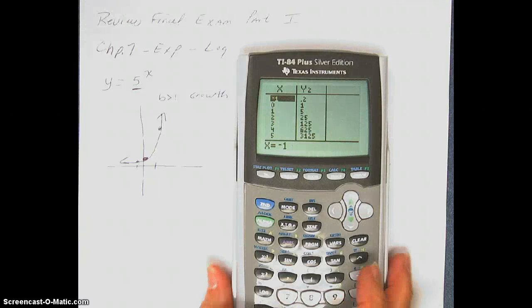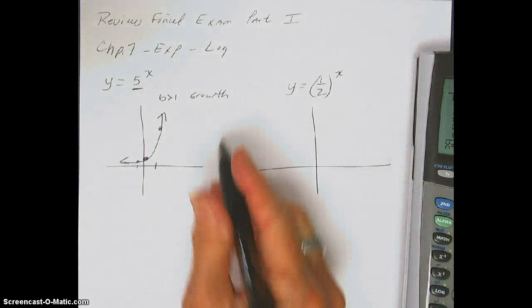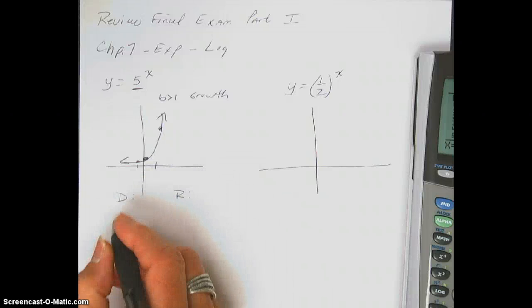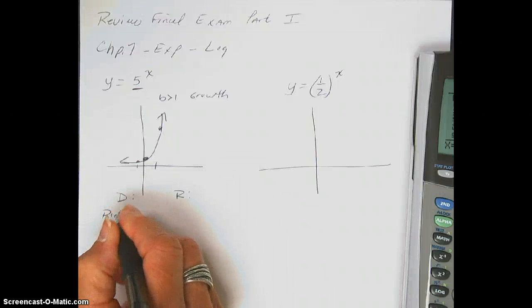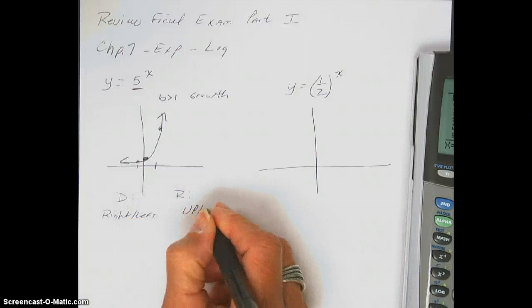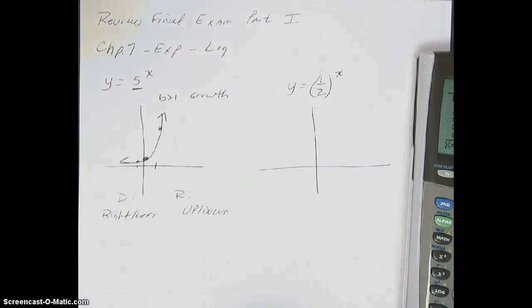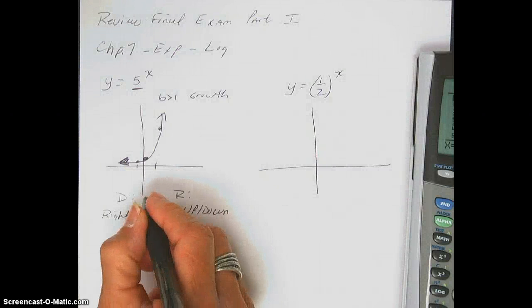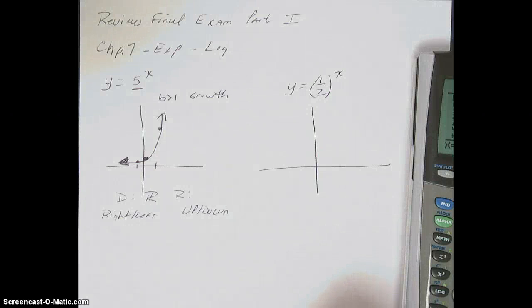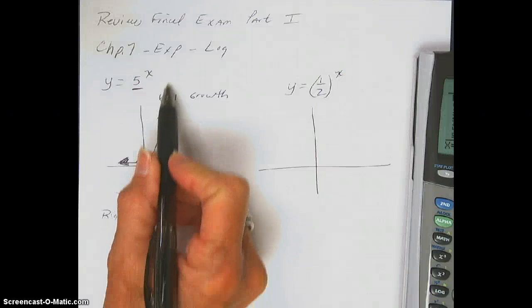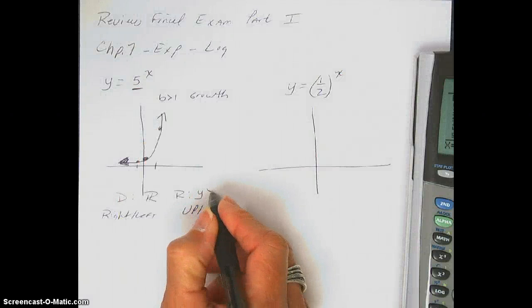And on your exam, just like we did in class, you're going to be asked to tell the domain and the range. So remember, the domain is how far right and left you go. Range is how far up and down you go. So these go forever and ever left and forever and ever right. So we say all reals. Exponential growth mellows out at 0 and goes up forever. So we say y is greater than 0.